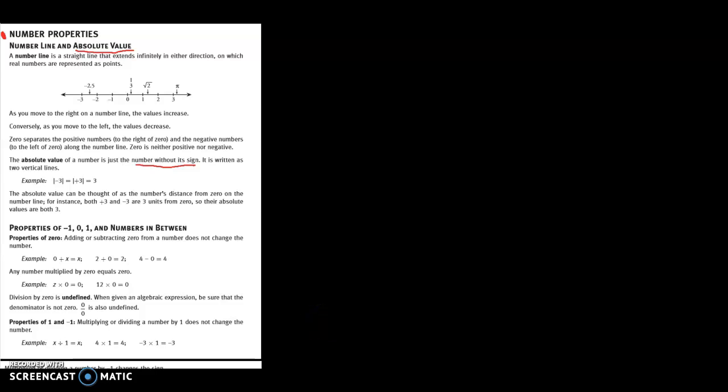Continuing on. So we talked about absolute value. Now let's talk about this one. You need to be very comfortable with the use of negatives. So when they say properties of -1, 0, and 1, properties of 0, just basically a couple of things. Either if we add or subtract 0 to anything, it just stays the same. Or if we multiply anything by 0, we end up with 0.